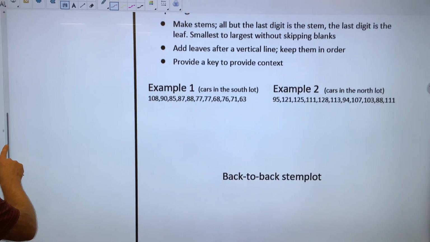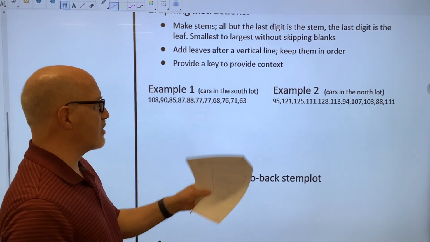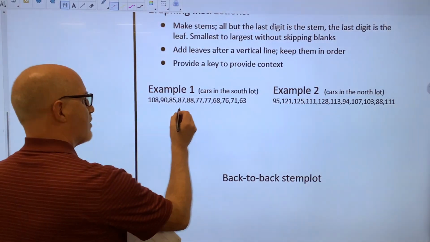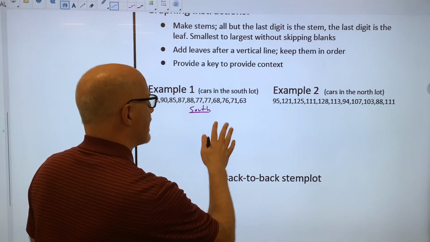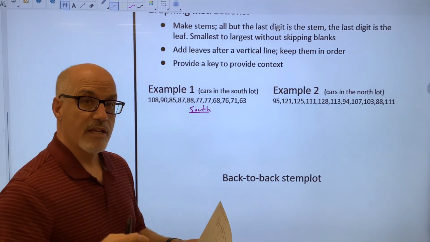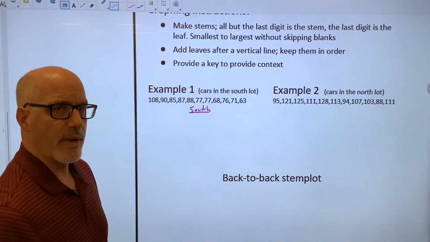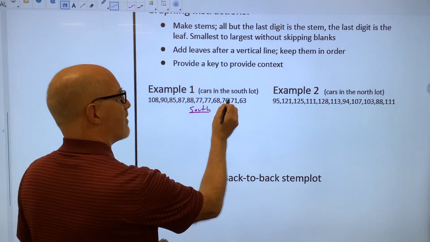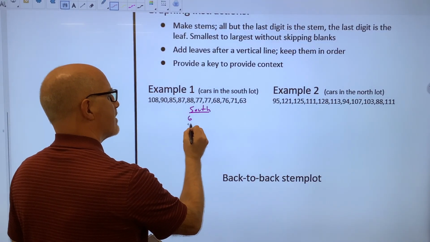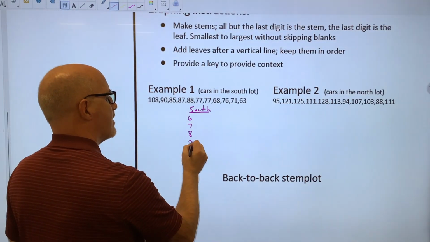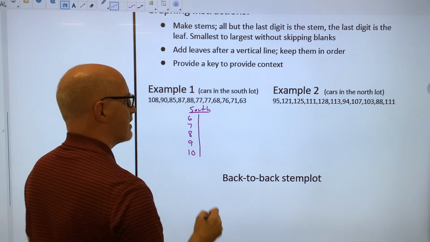Okay, so here's two examples. The examples here are cars in parking lots. So we're going to start with the south lot here. When I do this, I'm going to look at these numbers and I'm going to start with the smallest. The smallest number is 63, my largest is 108. So I list the first digits, so leave off the last one. So I'm going to list 6, 7, 8, 9, and 10, and put a vertical line next to it.